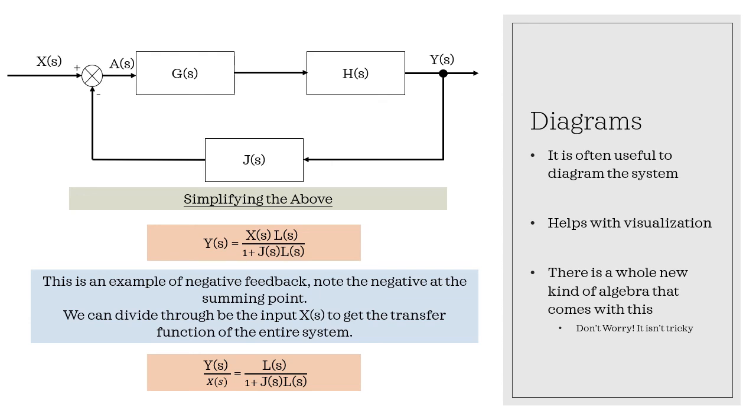So this right here, on the bottom of the screen, our output divided by input, which gives us just the transfer function as it's a ratio of out over in, is equal to L over 1 plus J times L. That's the general form of all negative feedback functions, where L is our system that we're trying to regulate and J is our control system.